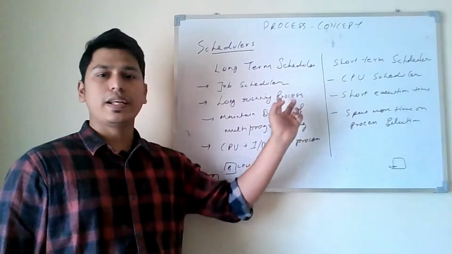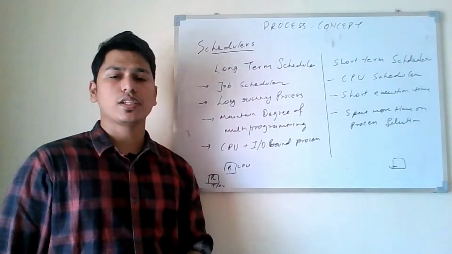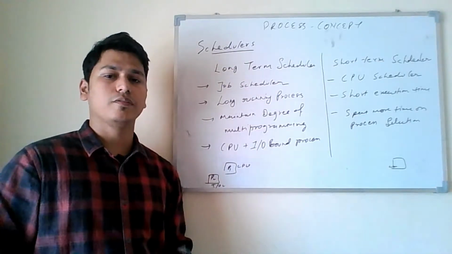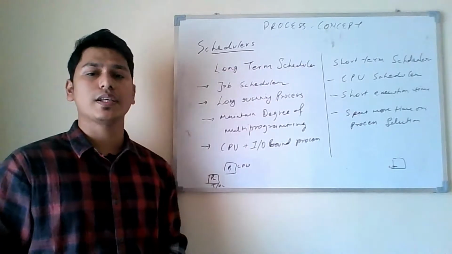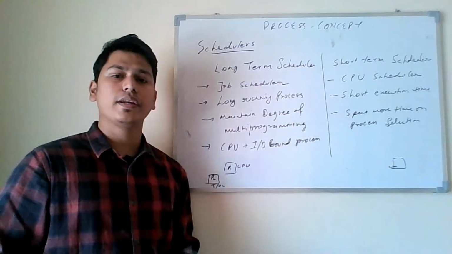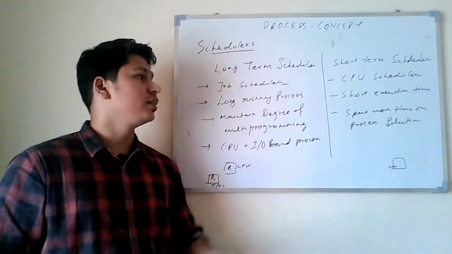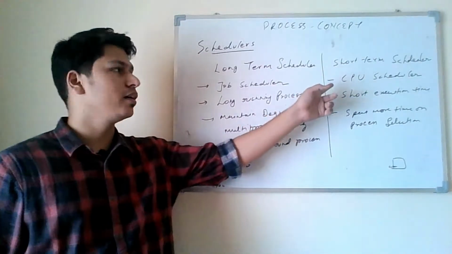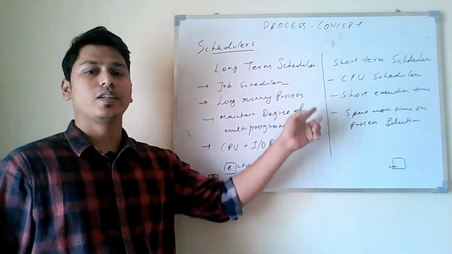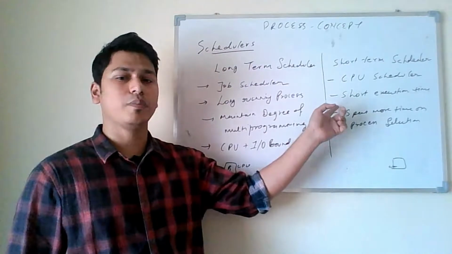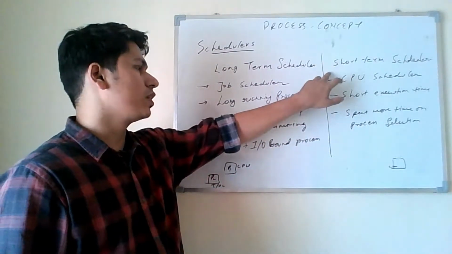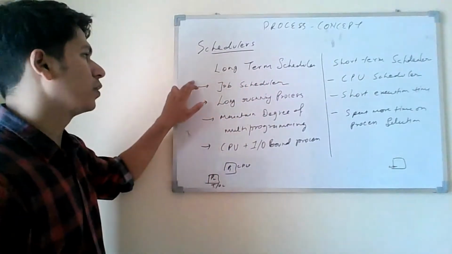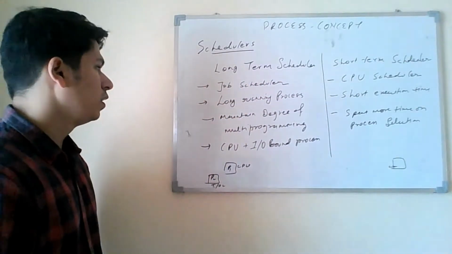Once it submits the process to the CPU, the CPU starts execution of that process for a small period of time, and once the period is over, the scheduler is invoked again in order to fetch another process and assign it to the CPU. So the execution of this scheduler is more frequent as compared to the long-term scheduler.